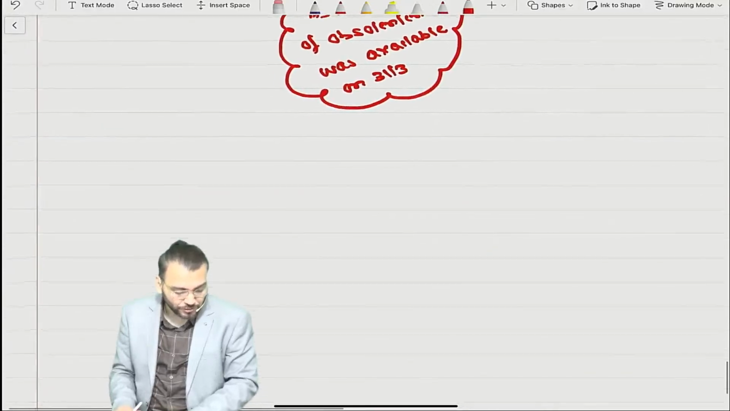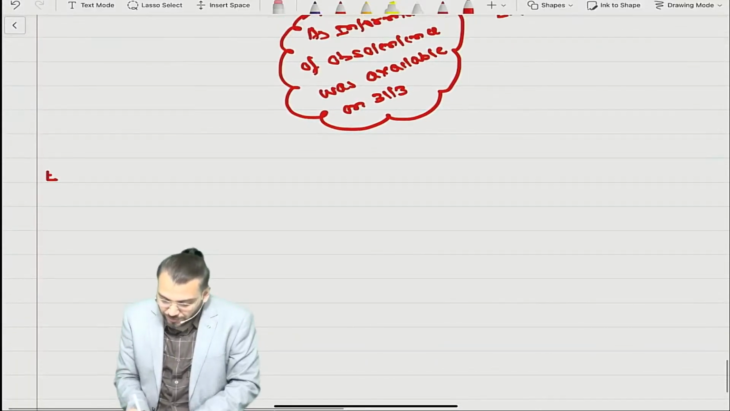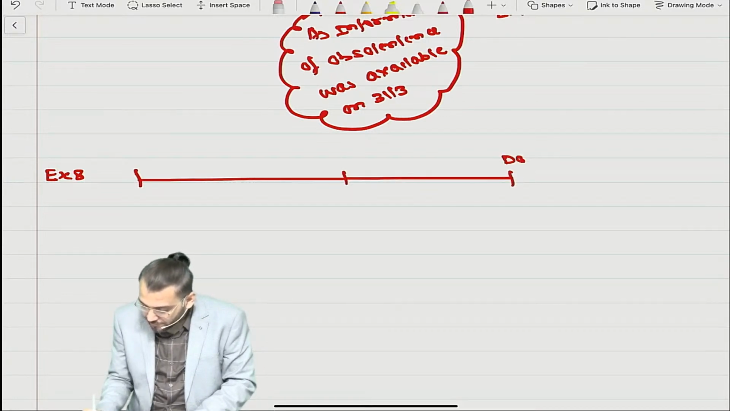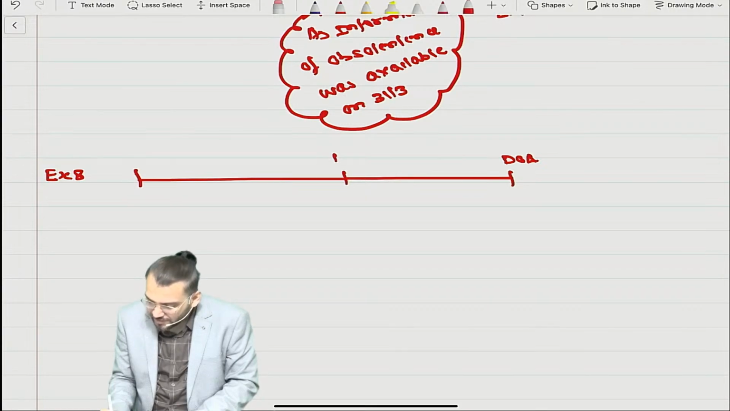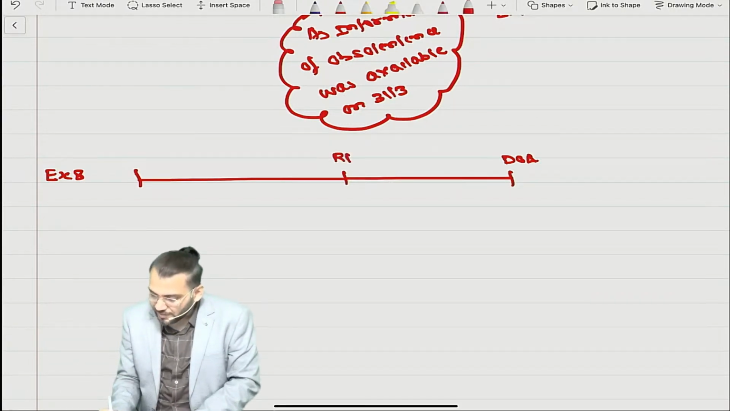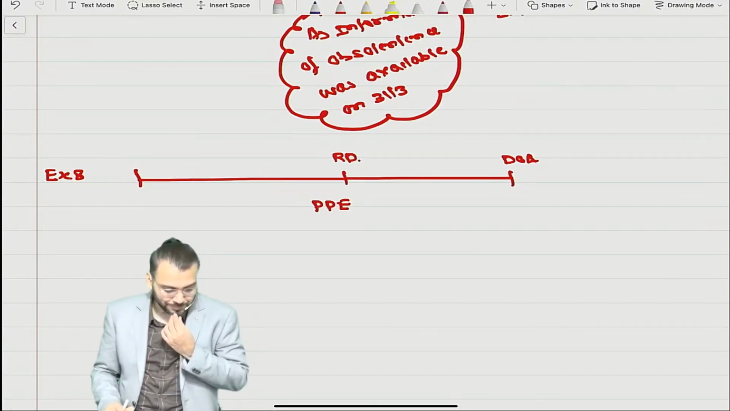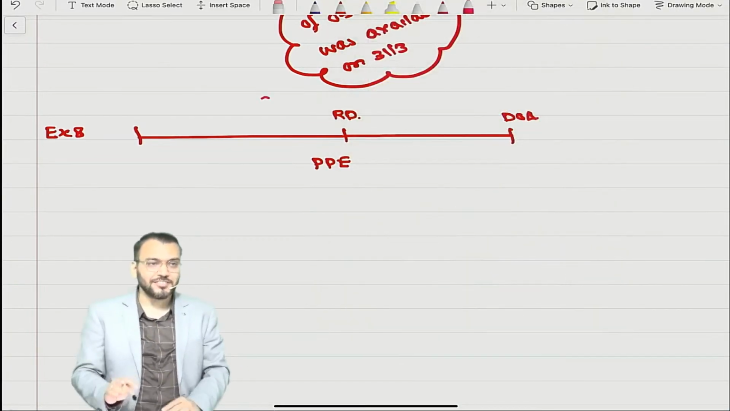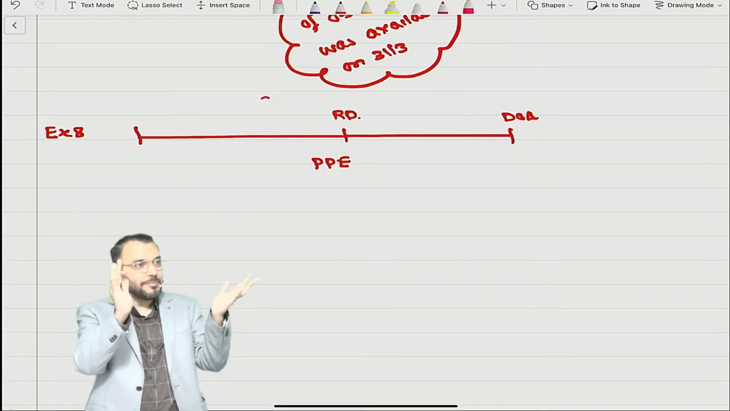Example number 7 also you have understood. Then we come to one more example. Example number 8. Let us now move from inventory to any other asset. Let us come to property, plant and equipment, PPE. Means I am taking all types of assets so that we can understand this chapter is related to every asset, every liability.